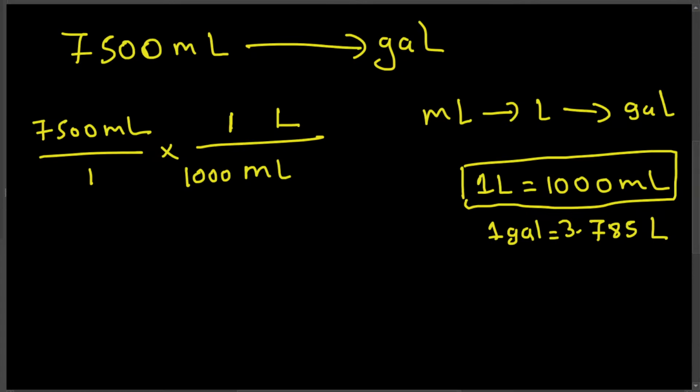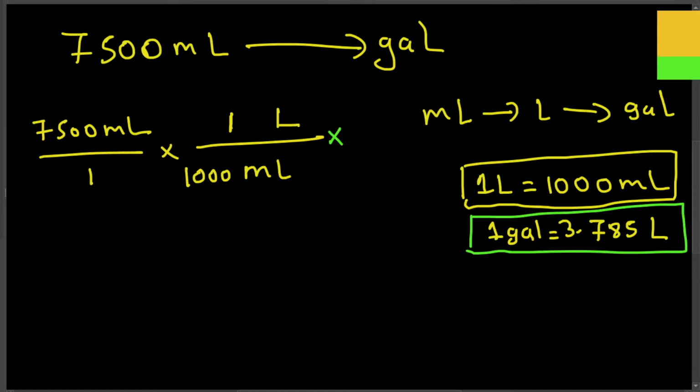Now we have converted this milliliter into liter. Now we have to see, can I convert this liter into something else? And we have another conversion factor, that is 1 gallon is equal to 3.785 liter. So using this one I can cancel the liter and bring it into gallon. To cancel the liter I have to have the liter in the denominator, so I put this one, okay, let me use a different color. I put this liter in the denominator and I put the gallon in the numerator.